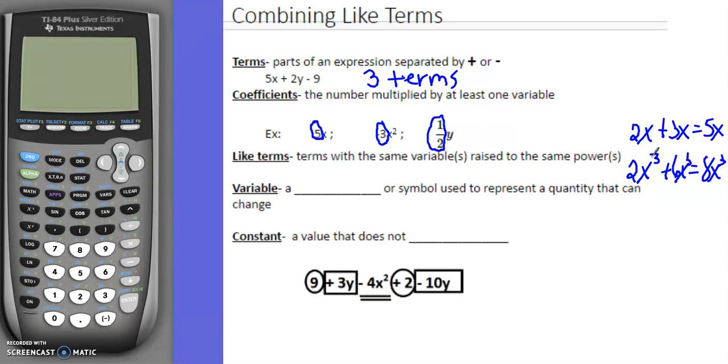Variable is a letter or symbol used to represent a quantity that can change. Constant is a value that does not change.